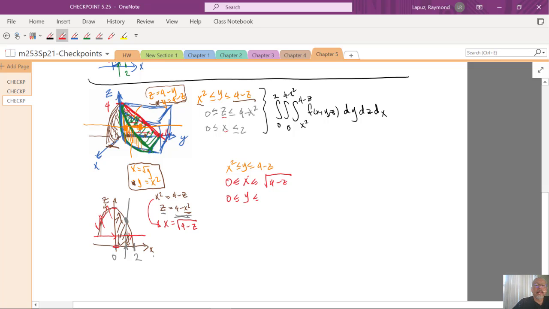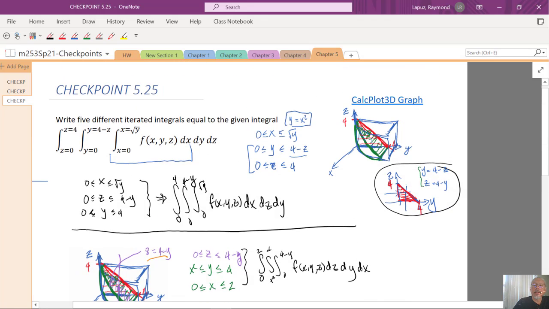And then that's it. We'll write this integral as the integral of f of x, y, z, first with respect to y, going from x squared to 4 minus z, and then with respect to x second, from 0 to the square root of 4 minus z, and then with respect to z, oops, this should be a z, sorry. Z limits go from 0 to 4. And there you have it.